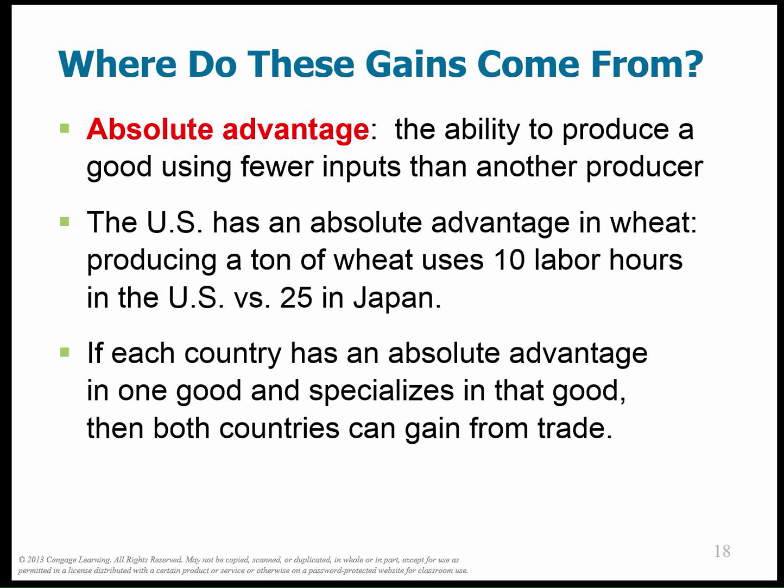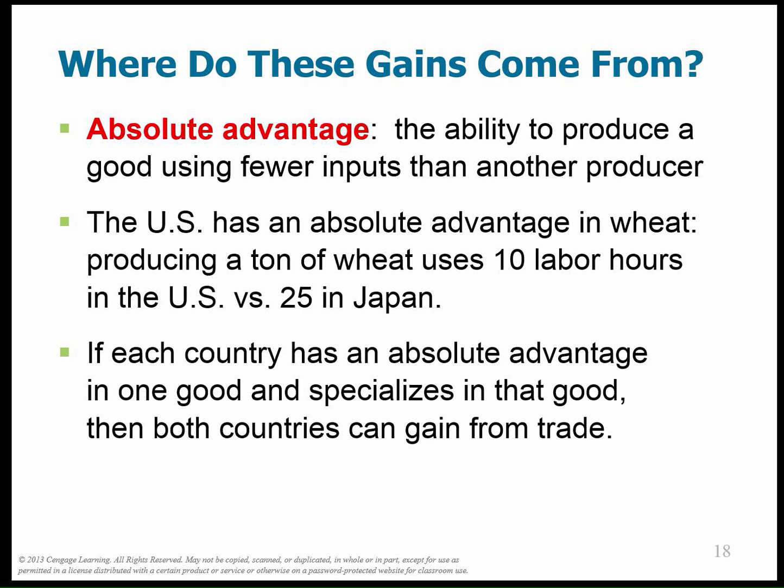There are two concepts. One of them is called absolute advantage. Please memorize this. It is the ability to produce the same good with fewer inputs. Okay, so this is one idea I want you to understand. The United States has an absolute advantage in wheat. It only takes 10 labor hours to make wheat versus 25 in Japan. So you should start thinking, maybe we should have the United States make some wheat because they're good at it.